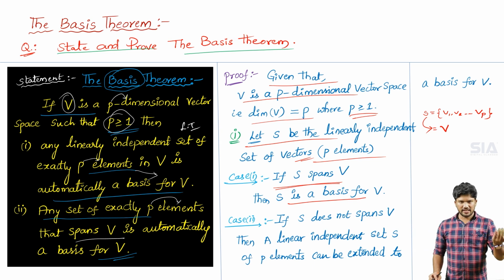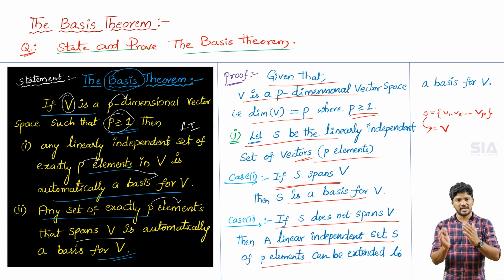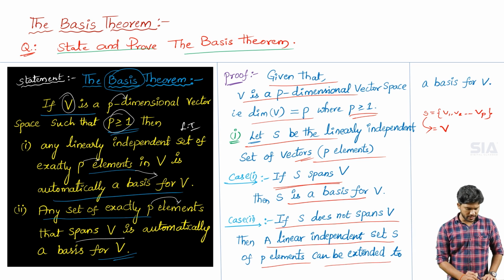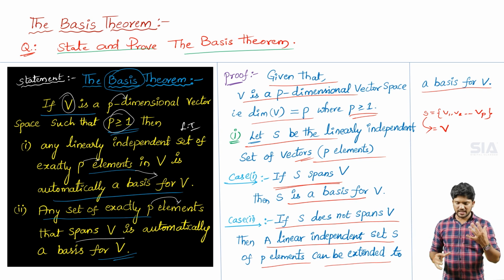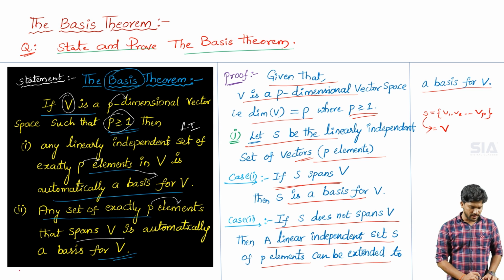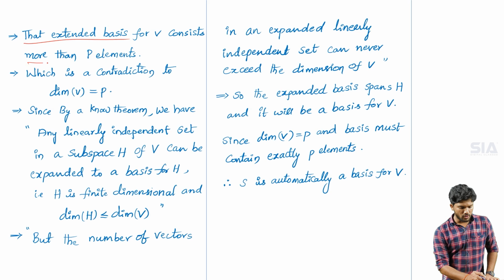Now case 2: if S does not span capital V, then the linearly independent set capital S of p elements can be extended to a basis for capital V. If S does not span capital V, there is definitely some possibility to extend that set to get a basis of the vector space capital V.